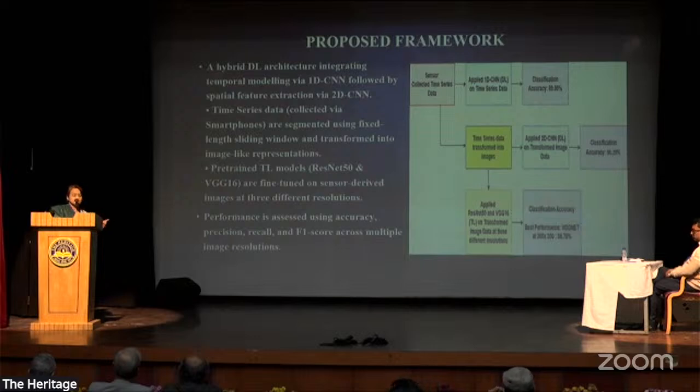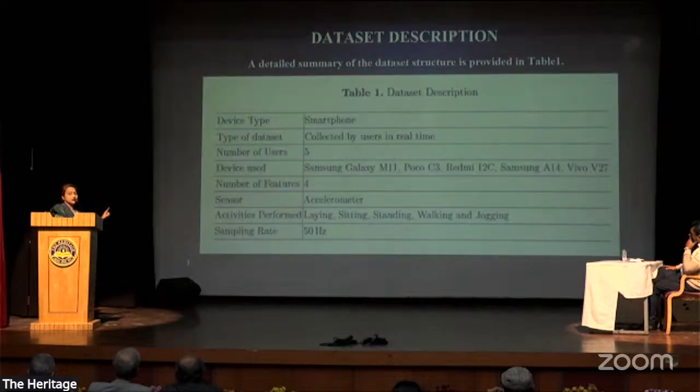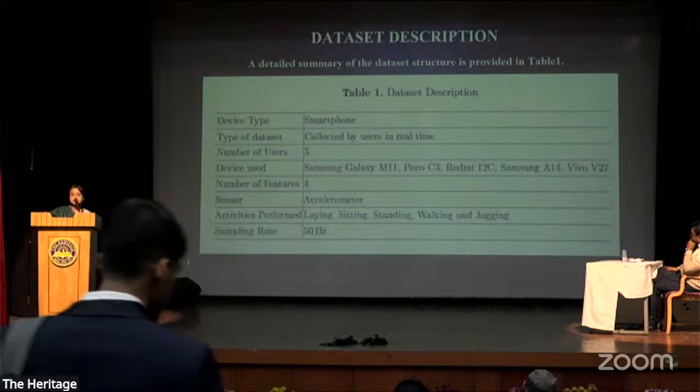And in that case, this is precisely the data set. Device type is smartphone, and the data set was collected by users in real time. They took the smartphone, they walked, they went up the stairs, they sat, and they were standing, and they did all the activities I mentioned. The features are 4, because we have the x-axis, y-axis, and z-axis, and the activity name, which we labeled later on.